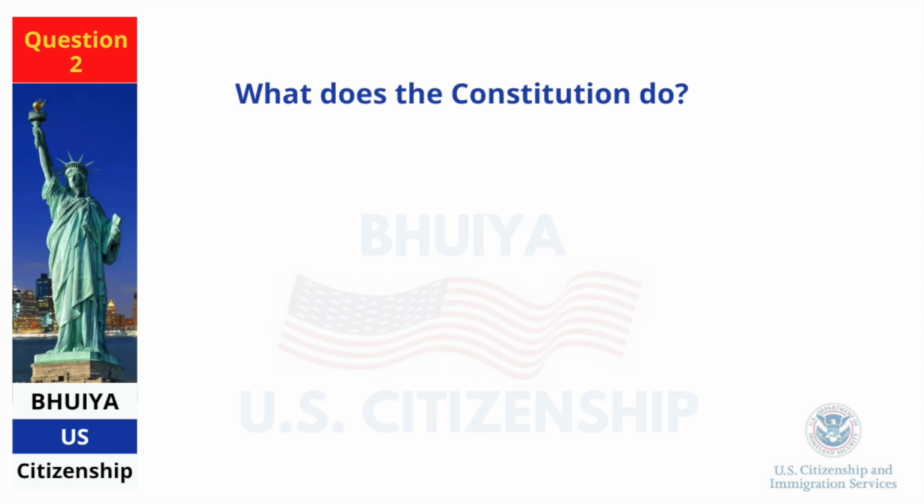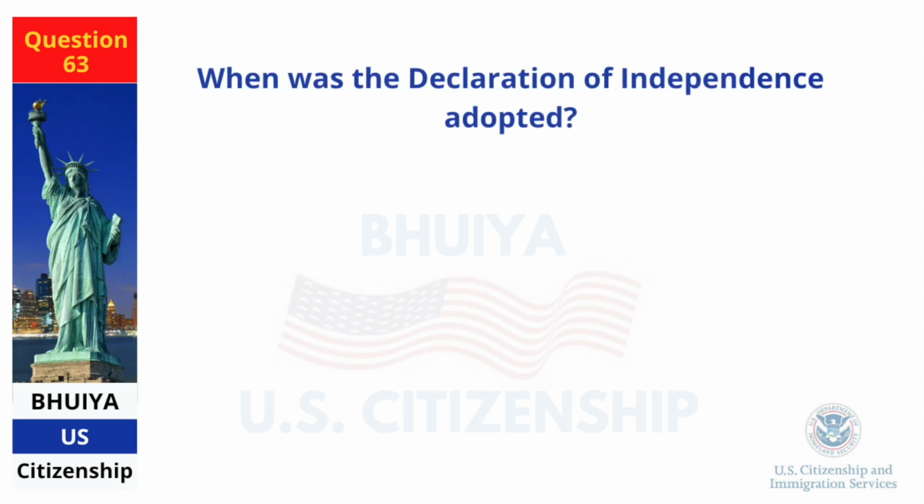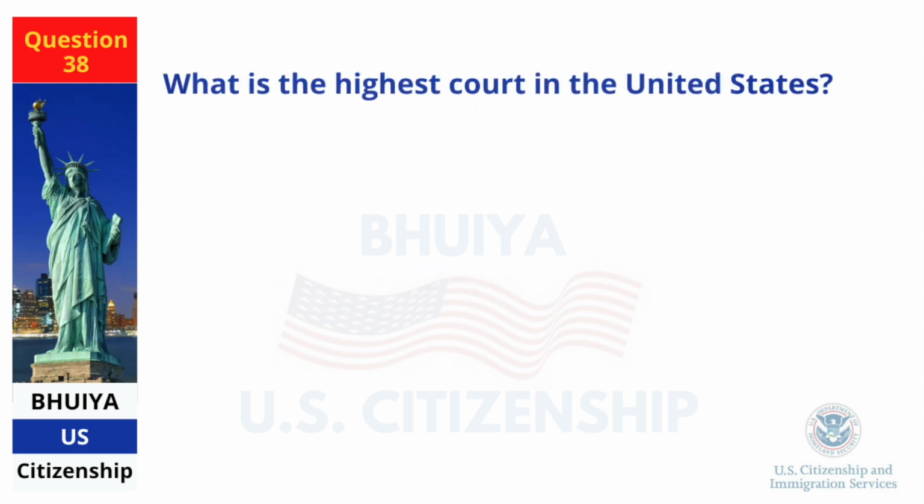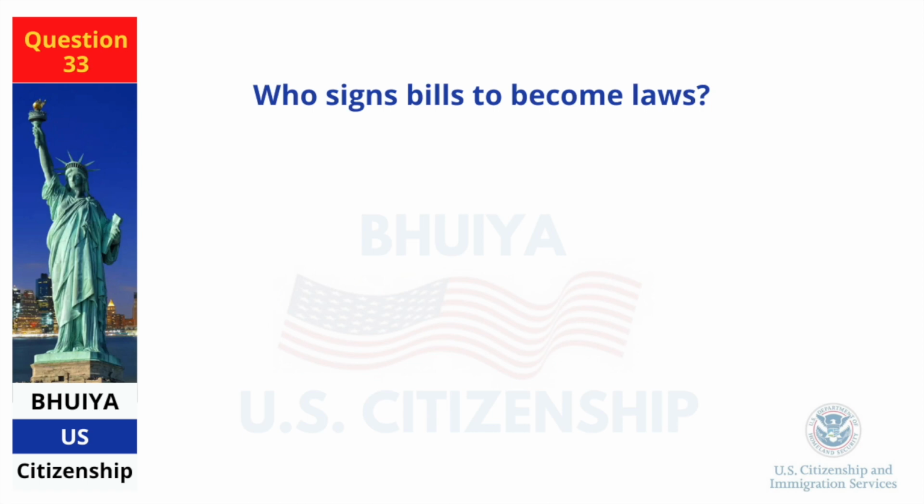What does the Constitution do? Sets up the government. When was the Declaration of Independence adopted? July 4, 1776. What is the highest court in the United States? The Supreme Court. Who signs bills to become laws? The President.